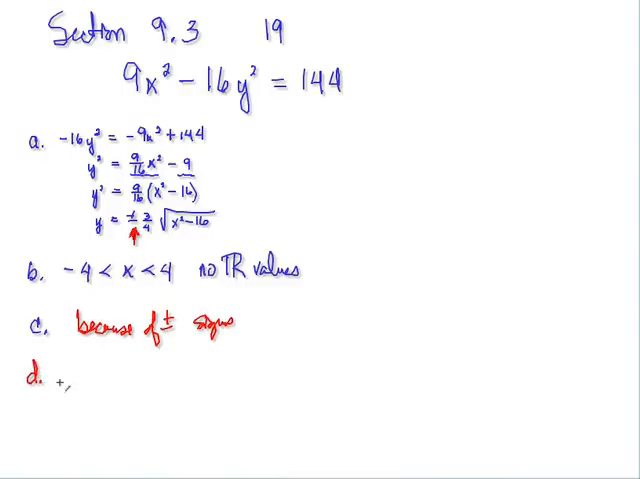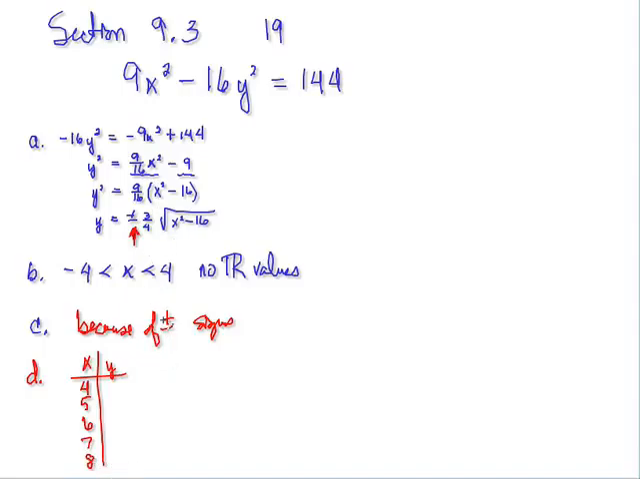Now let's look at D. Let's see what's going on with D. Make a table of values, so let's do that over here. X, Y. It says to make a table of values from 4 to 8. So 4, 5, 6, 7, 8.